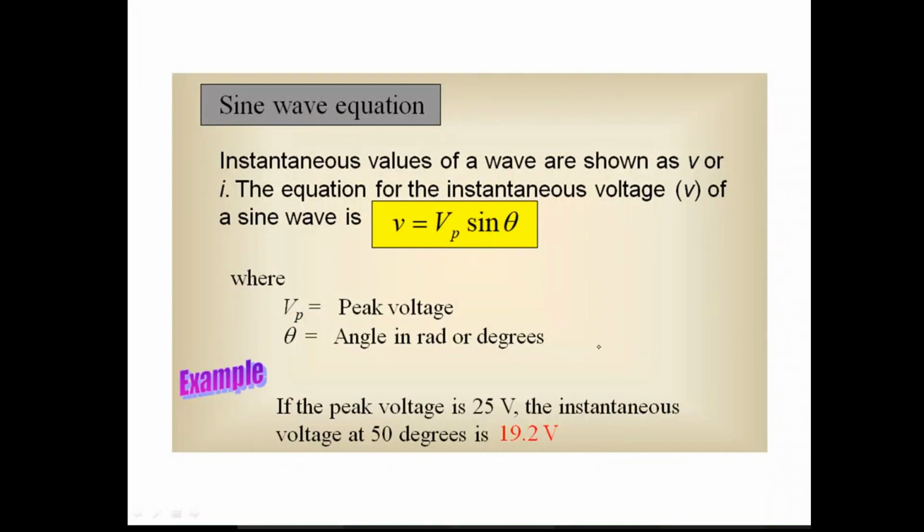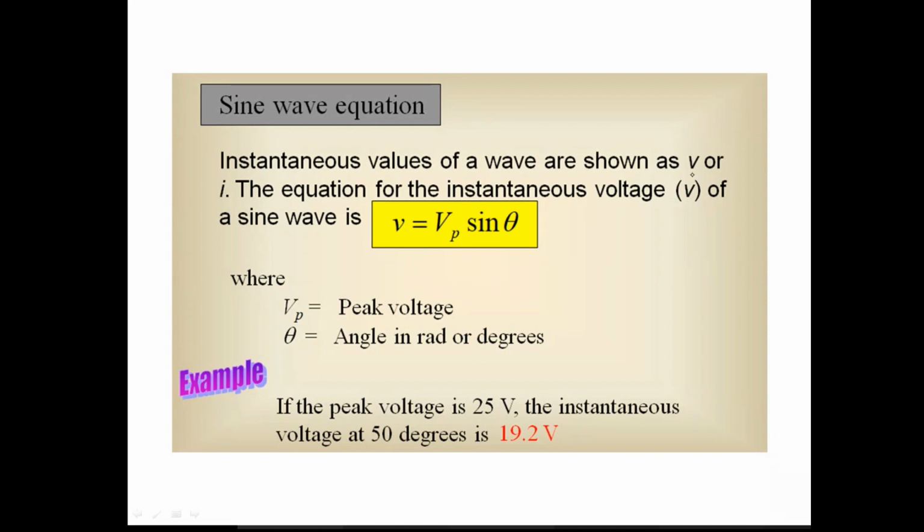Now, the next one is the instantaneous values. The instantaneous values of a wave are shown as v or i. In the case of a sinusoidal voltage, another important term apart from the angular positions, peak to peak value, or maximum value, is the instantaneous value.